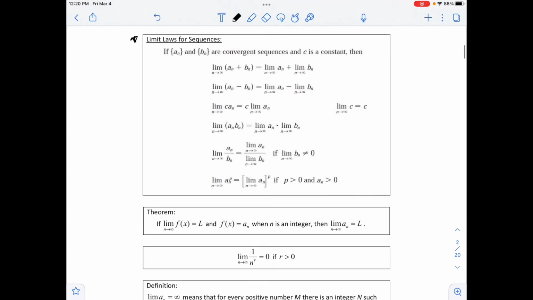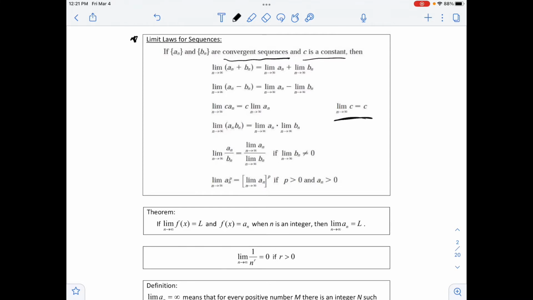And so for this it says if a_n and b_n are convergent sequences and c is a constant, then the limit as n approaches infinity of these can each be taken individually. So we can take the limit of a_n plus the limit of b_n. And likewise for subtracting. If we're multiplying a sequence by a constant, we can factor the constant out of it and then first evaluate the limit and then multiply by that constant.